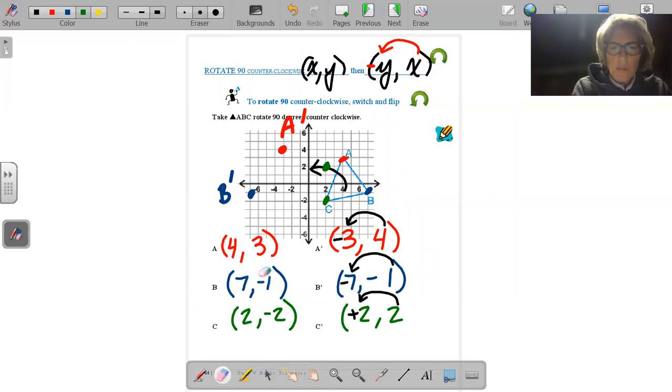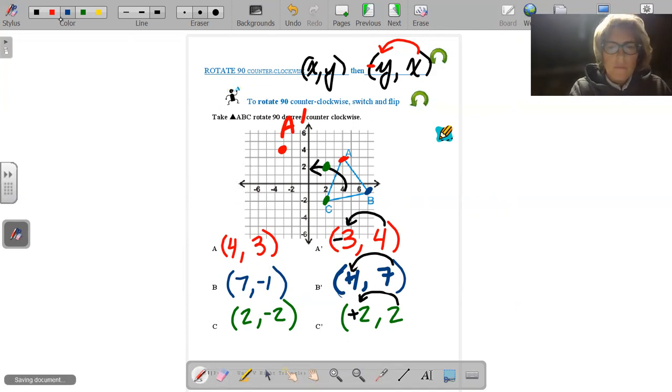Nope, B's in the wrong place. I forgot to switch. This is -1, comma 7. That becomes +1. That looks better. +1, +7. That's our B prime. And then C is +2, 2, C prime.